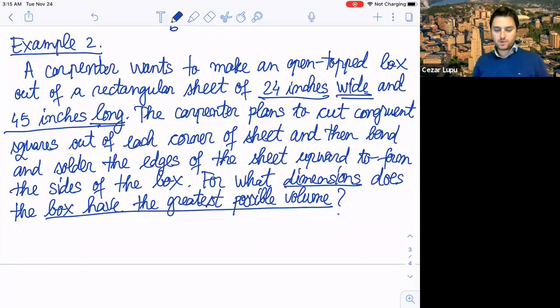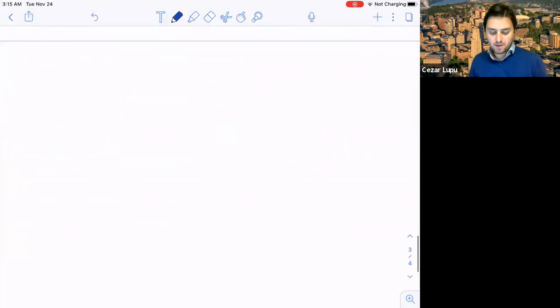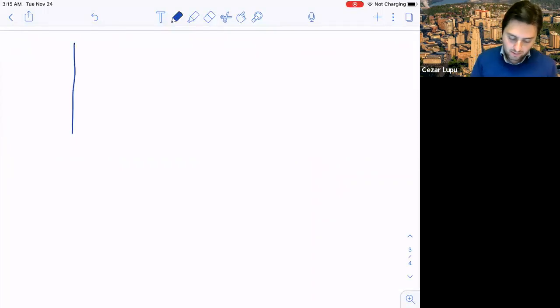And now let's draw a picture so that everything will be clear. I think if we draw the picture, everything will be clear. So I'm going to draw a big one.